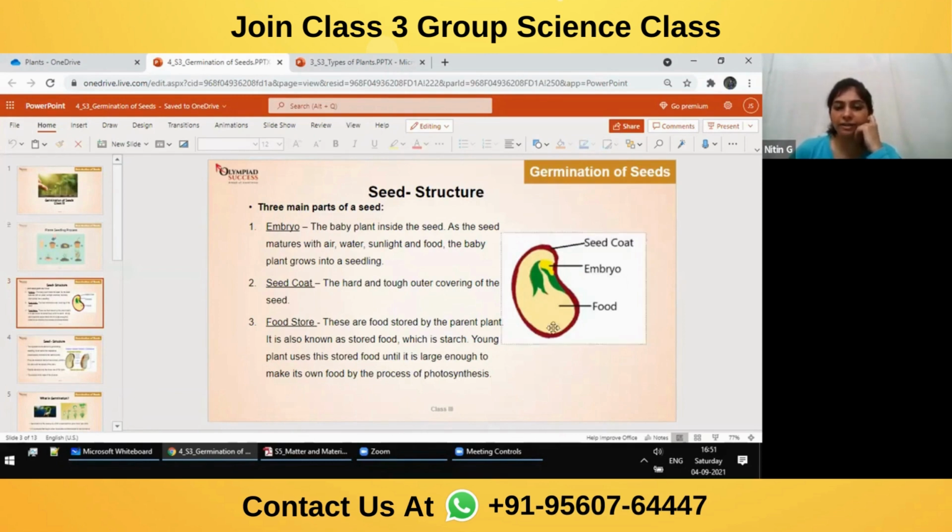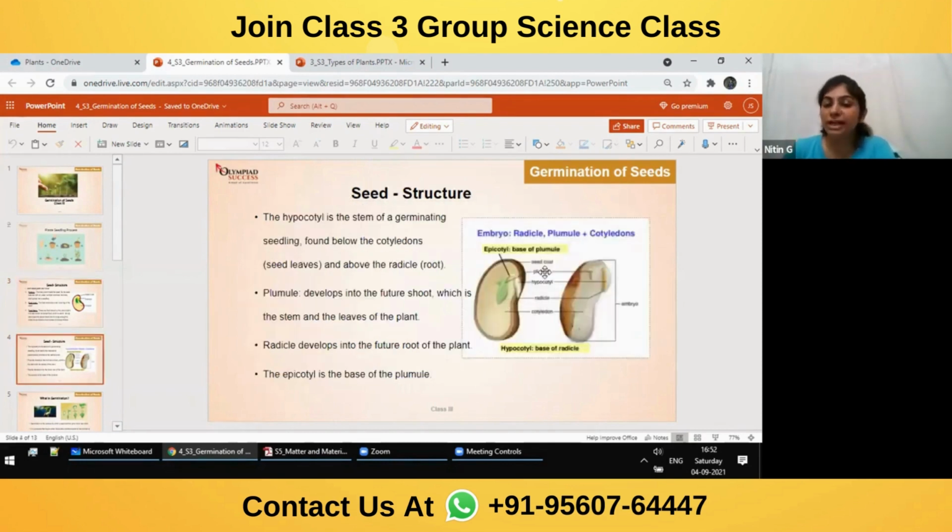Seed coat, the hard and tough covering of the seed. Food stored by the parent plant is known as stored food, which is the starch. Food is always stored in the form of starch. Mark this important. The young plant uses this stored food until it is large enough to make its own food by the process of photosynthesis. Till that time they are using this endosperm, the food stored in the seed. But as soon as they become large enough, they can photosynthesize, then they make their own food. Clear?